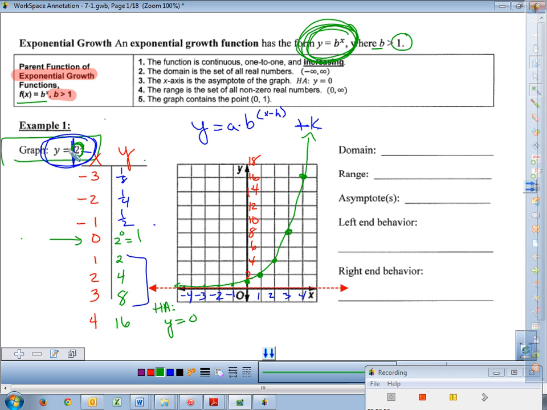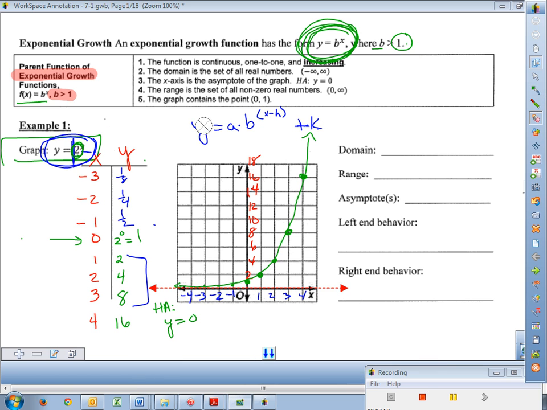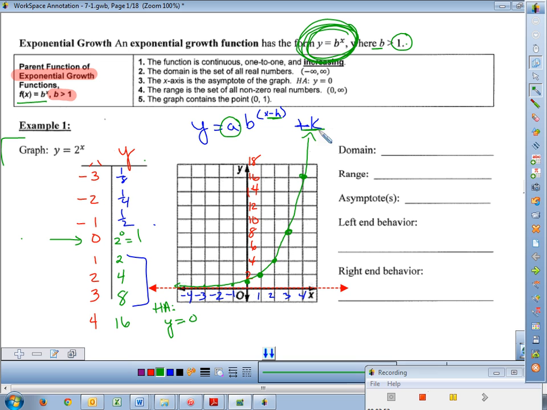This is your basic parent exponential growth. The base factor can change every single time in an exponential growth, as long as it's more than 1, this is basically your parent exponential growth right here. Because like I said, A was 1, there was no H value, there was no K value or anything like that. There's your parent guy.